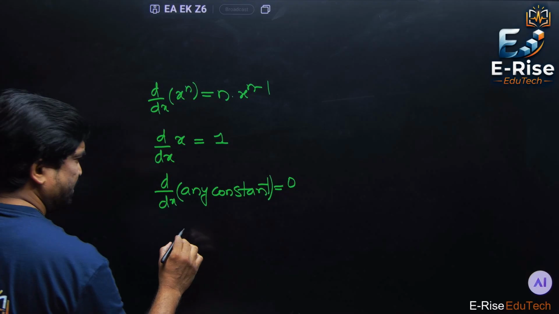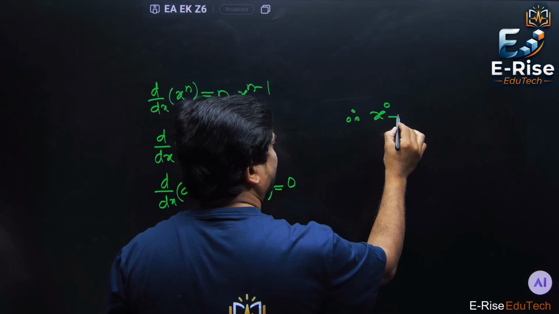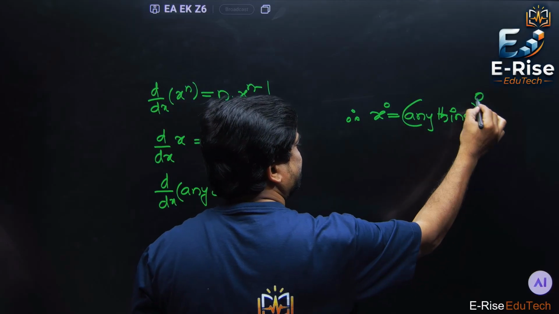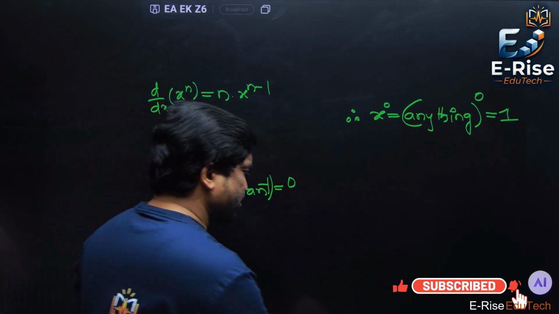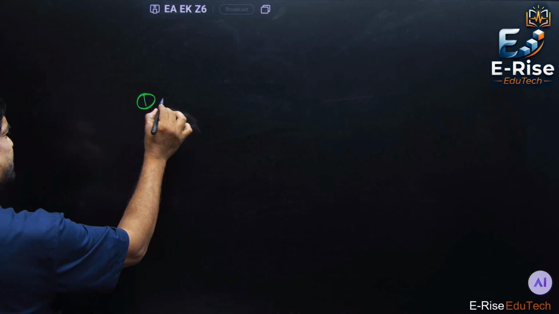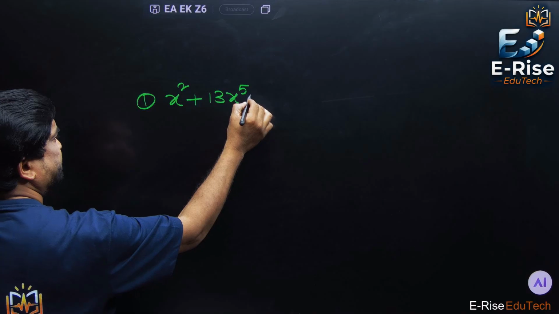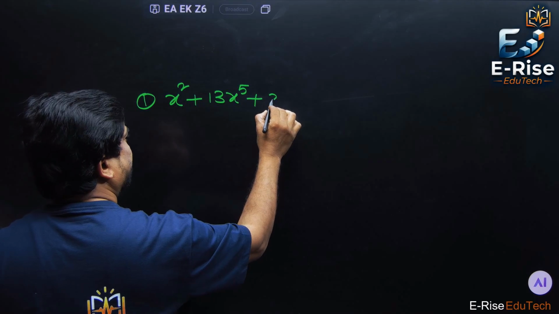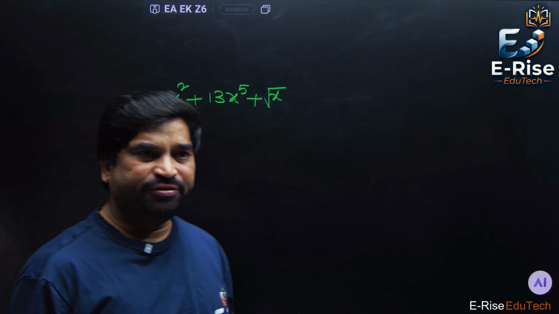And one more point is there, that's a general point. x power 0, or anything to the power 0, you get 1 only. Okay. Next, how to solve the questions that depend on d by dx of x power n. Here, x square plus 13 x power 5 plus x to the power root x. Okay, how to differentiate this one?